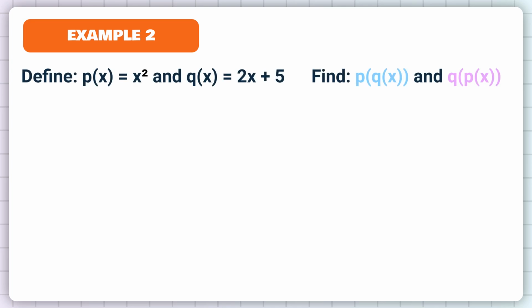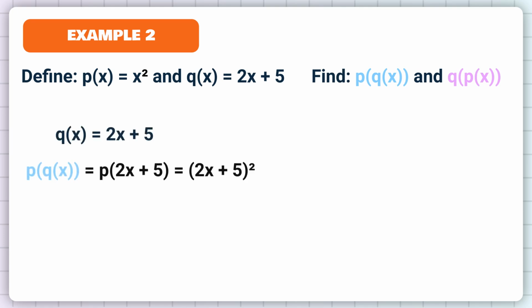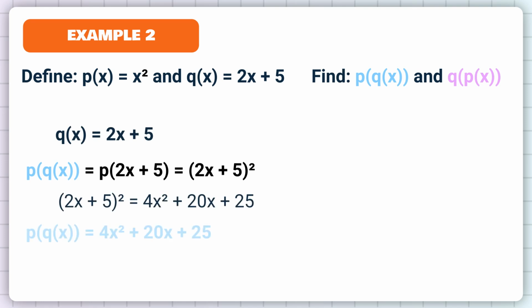Let's consider some more complex functions. Define these two functions. p(x) = x² and q(x) = 2x + 5. First, let's find p(q(x)). Begin with q(x). Now use this as the input for p(x). Simplify this. We are left with p(q(x)) = 4x² + 20x + 25.